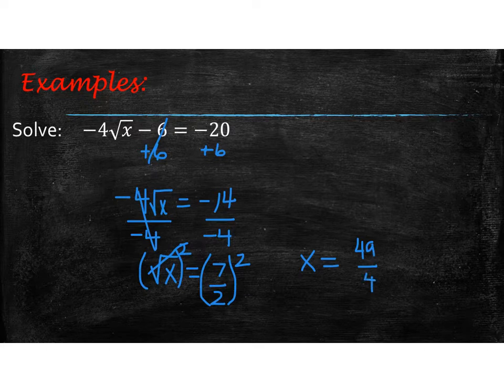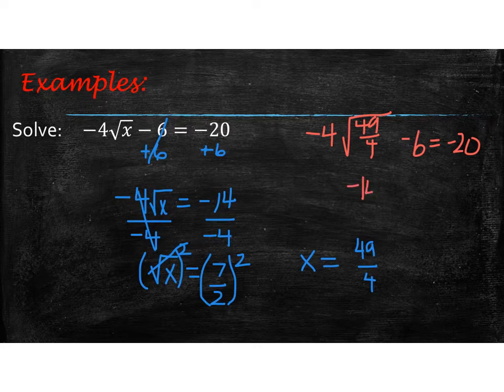If we plug it back into the original equation to see if it works, that would be -4 times the square root of 49/4, and then minus 6 equals -20. So the square root of 49/4 is 7/2. 7/2 times -4 would be, let's see, that would be -14. And then -14 minus 6 does in fact equal -20. So this checks. That is your answer.